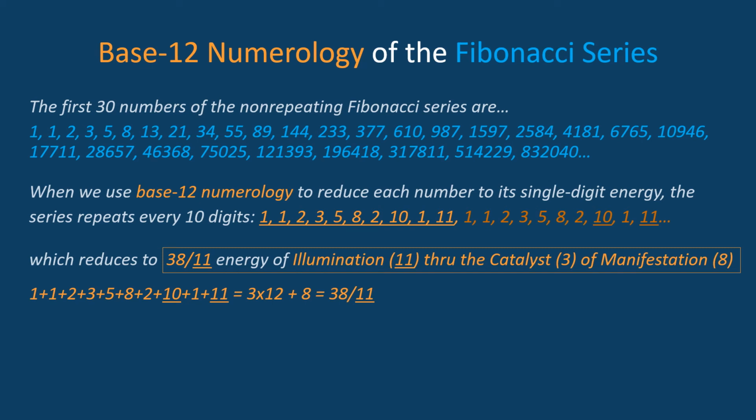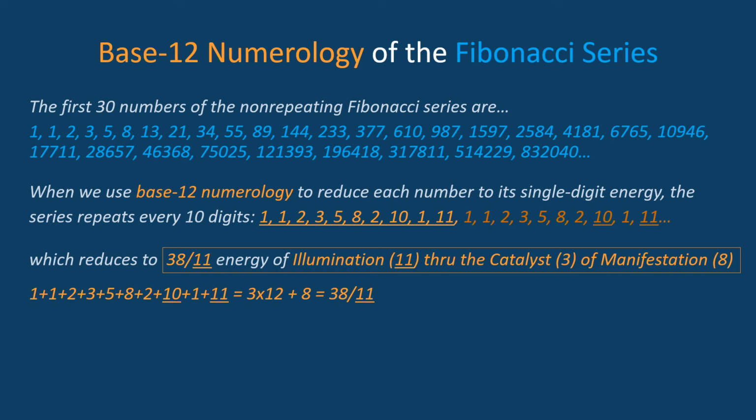but instead of just physical completion of the 9 energy as in base 10, they represent cycles of illumination and learning of the 11 energy in base 12, and specifically through the catalyst of manifestation, through the 3 and the 8. As such, base 12 gives a more in-depth interpretation of the Fibonacci series as a never-ending process of evolution and learning in which each manifestation cycle is a catalyst for the next.